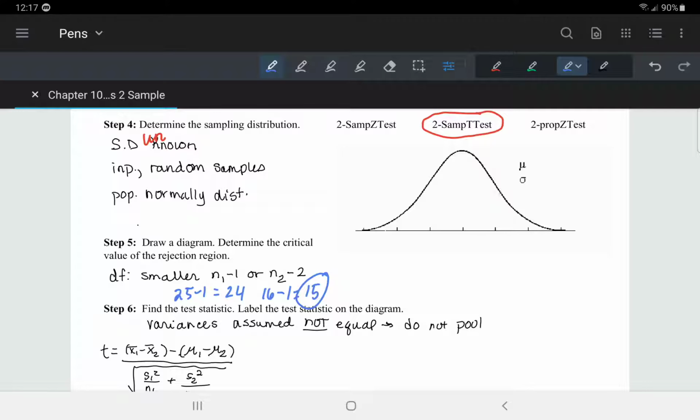We'll be looking for a two-tailed test, so we need two critical values. They'll be the boundary of the rejection region. We're at the 5% significance level, so we will split that and have half in each tail. And then we can look up on the table and we'll see that the critical value here is 2.13, and then by symmetry this one must also be negative 2.13.